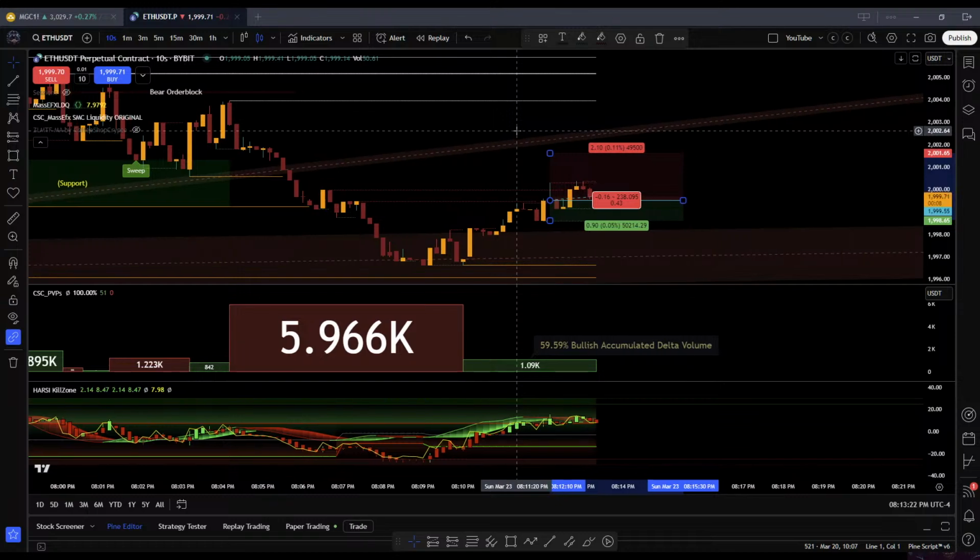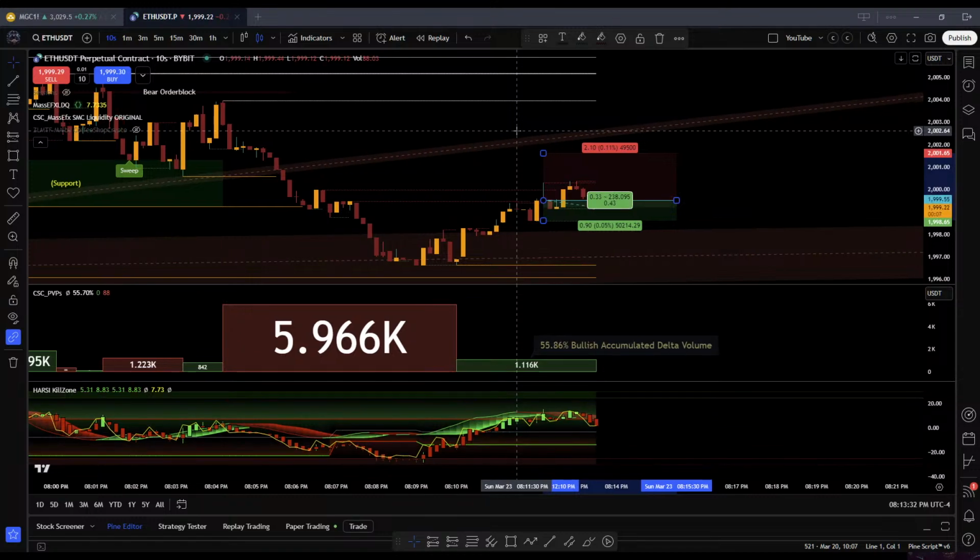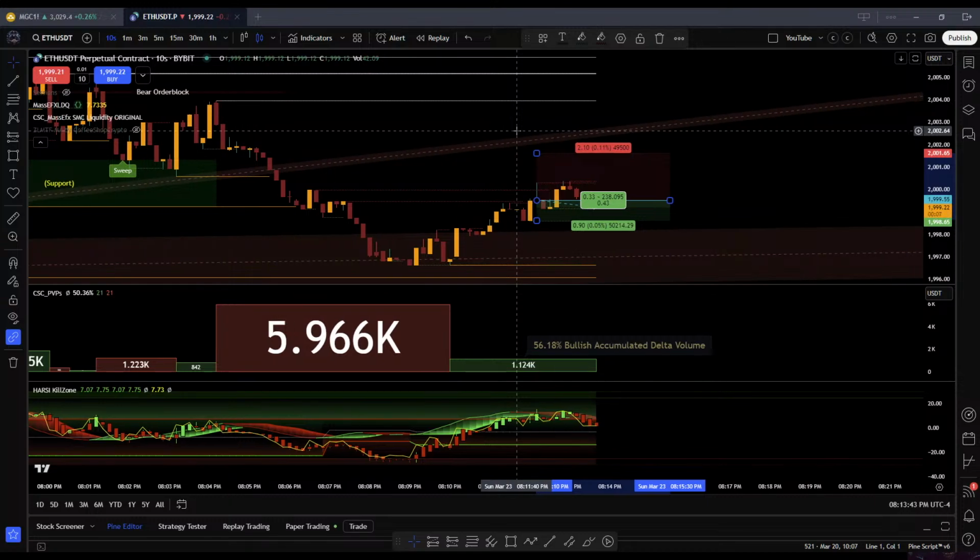As you see, I didn't take a short yet, because I'm waiting again for this to be overbought in order for me to take a short. And as you see, everything here, we're still long. On my 2 minute chart, we're slightly curving. And I got a Williams R with RSI on it.